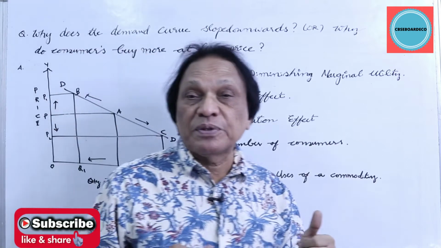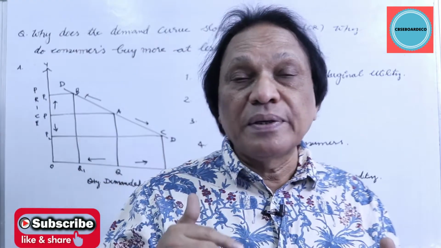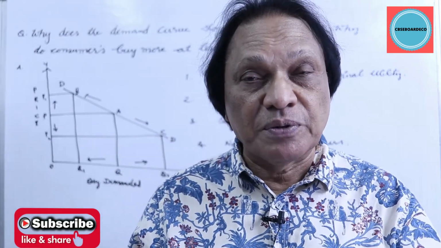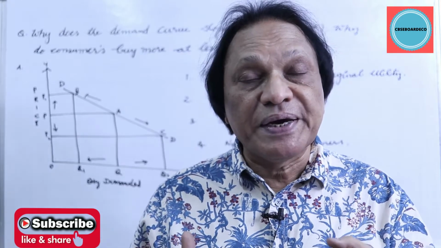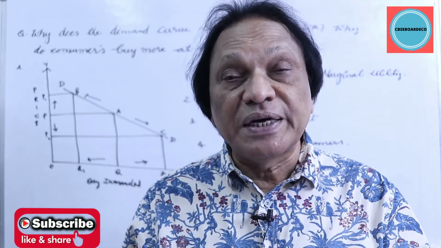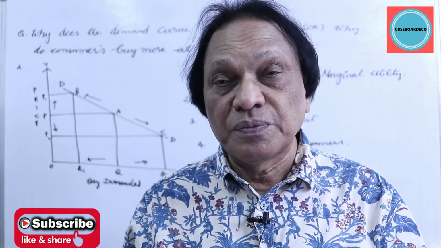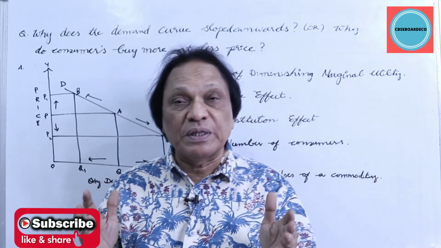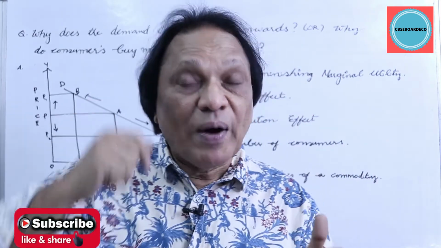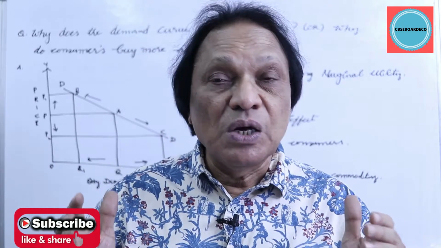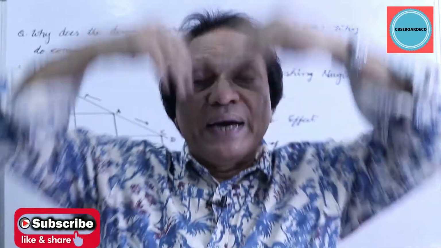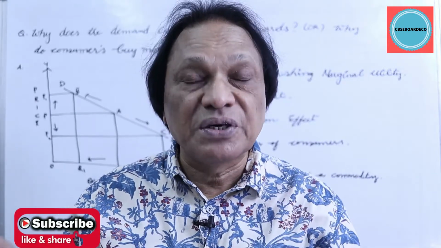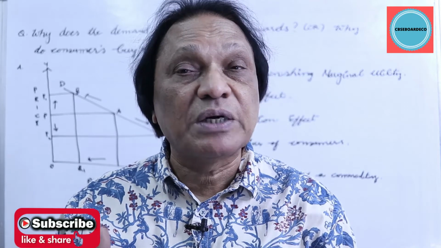To conclude the chapter, we have one topic which covers all the topics in this chapter. Now, this topic is, why does the demand curve slope downwards? Or why do consumers buy more quantity when the price is less, and less quantity when the price is high? Why is there an inverse relationship between price and quantity demanded?